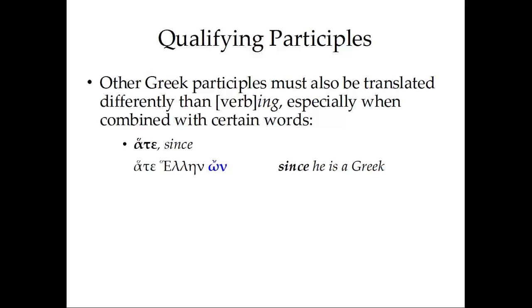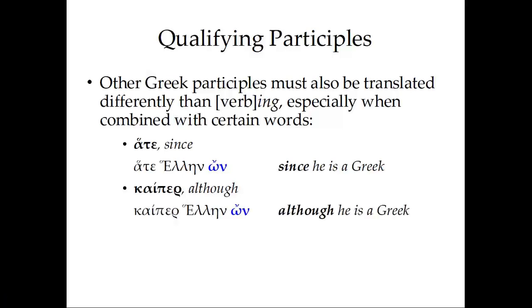We know that the on, nominative masculine singular form of the participle for eimi, "I am," is being used to explain something. Hate qualifies the participle and tells us that this is an explanation: since he is a Greek, because he is a Greek. Whereas kaiper, "although," brings out the concessive force of the participle that follows it. Kaiper Hellen on, "although he is a Greek." Here again, no ambiguity. This is very helpful, given how much ambiguity is usually there in the grammar of a participial phrase in Greek.